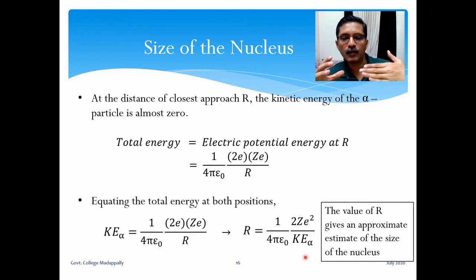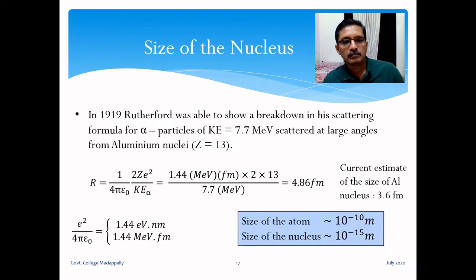So these alpha particles might not be able to reach the surface of the nucleus. So the distance of closest approach, by the best guess, should be larger than the radius of the nucleus, but it gives you an upper limit of the size of the nucleus or the radius of the nucleus. So that is the idea about the distance of closest approach.